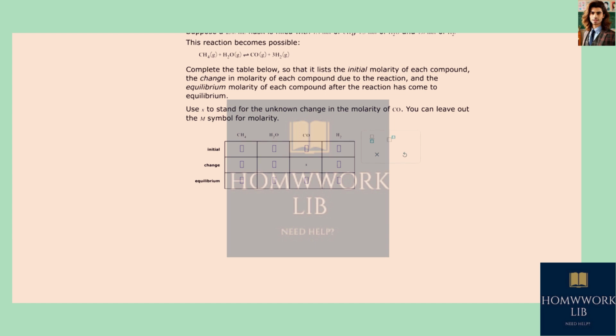Here we're going to set up the reaction table for the following conditions. We're going to have a 250 milliliter flask in which we have the following amounts of these compounds, and we want to complete the table below, where we're going to list the initial molarity.